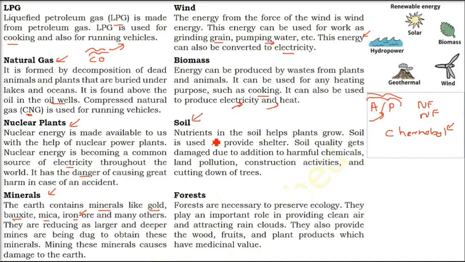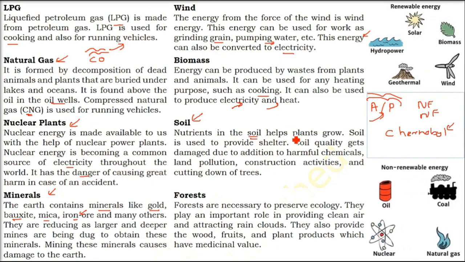Then soil. Everyone grows in soil only. Nutrients in the soil help the plant to grow. And you are making houses there also. This mitti or soil is used everywhere. But the problem is we are polluting it. Soil pollution, soil degradation is going on because of a lot of construction we are doing. We are cutting down trees ruthlessly.